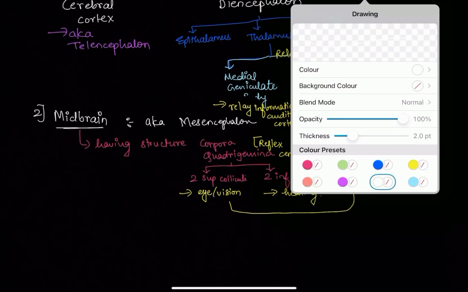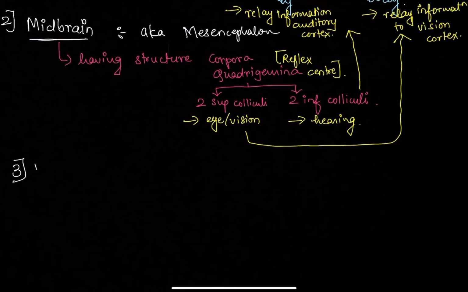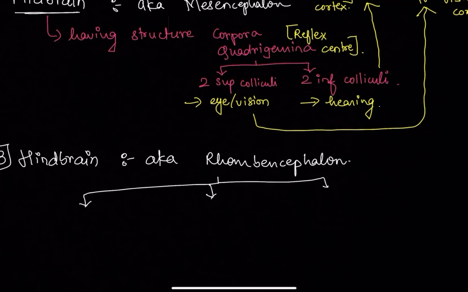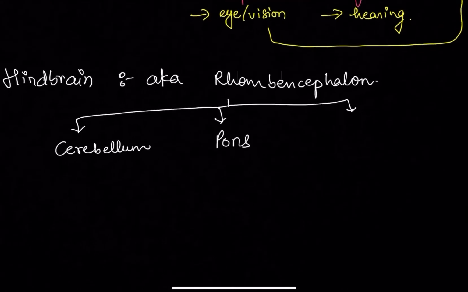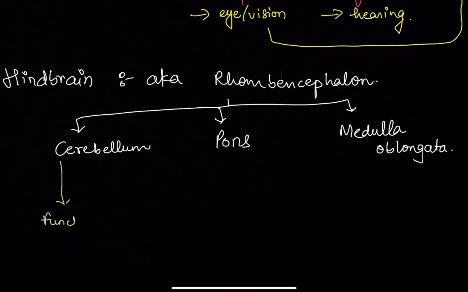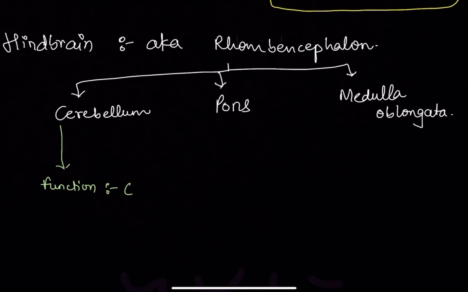Now coming to the third part of the brain, that is the hindbrain. Now this hindbrain is also known as rhombencephalon. What is it known as? Rhombencephalon. Now it is made up of three different brain structures, starting with the cerebellum, then the pons, and then the medulla oblongata. The function of the cerebellum is balance control. So it controls balance, it controls coordination.